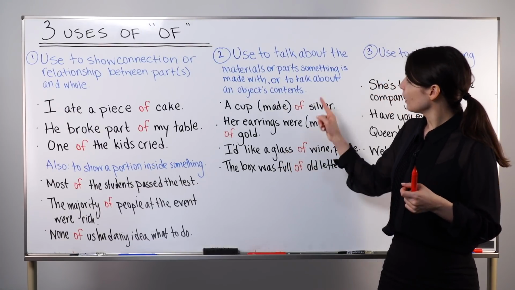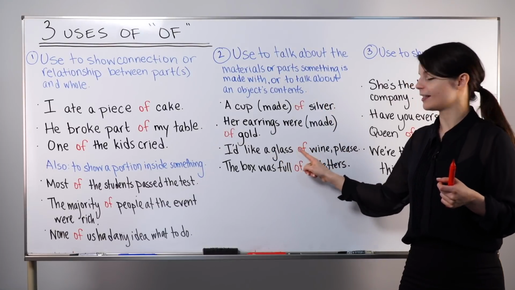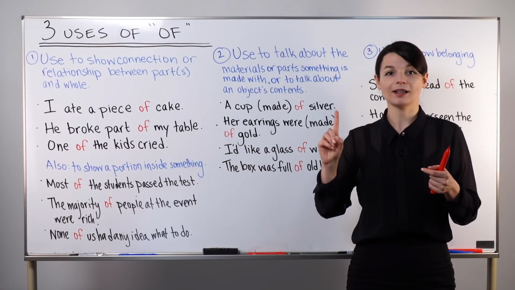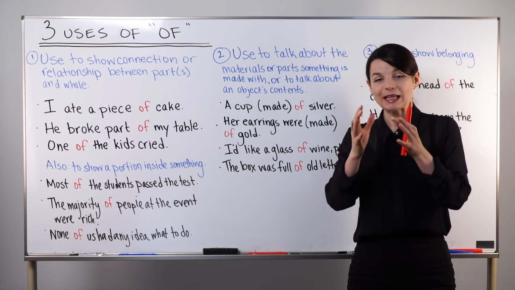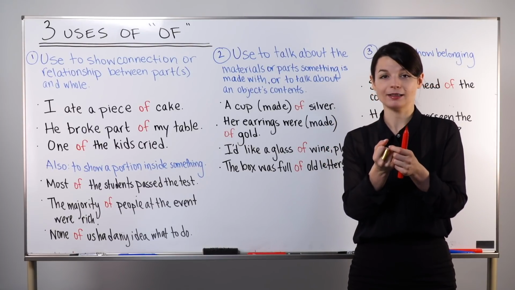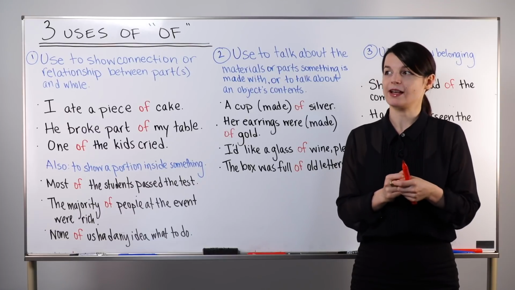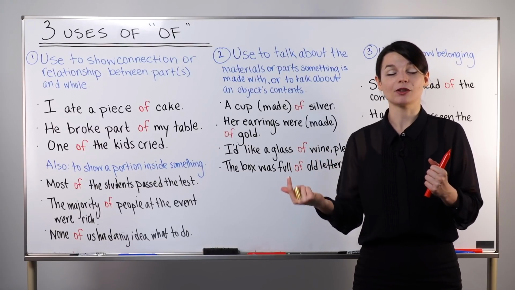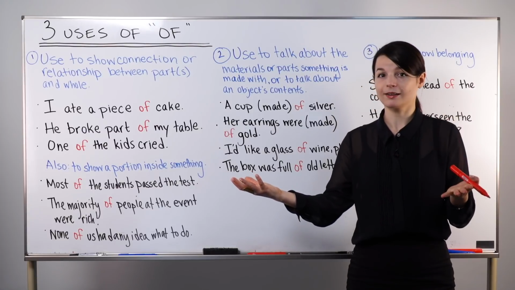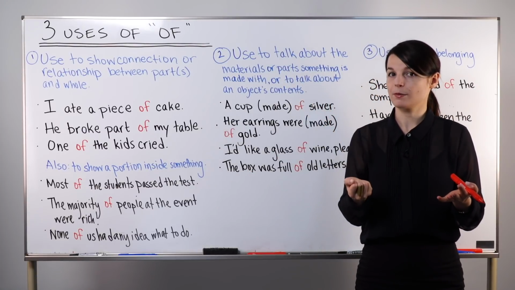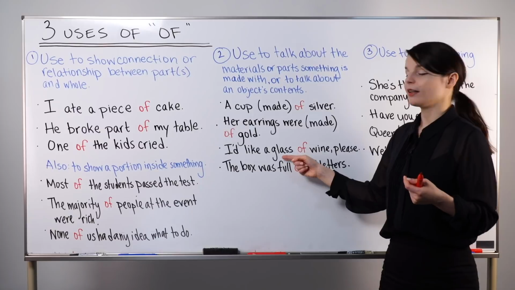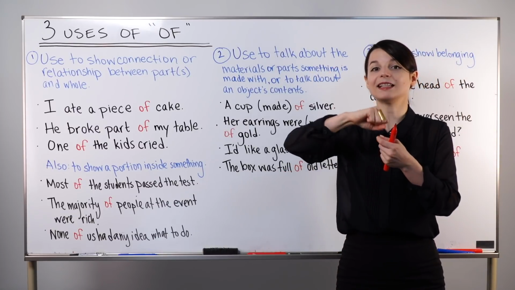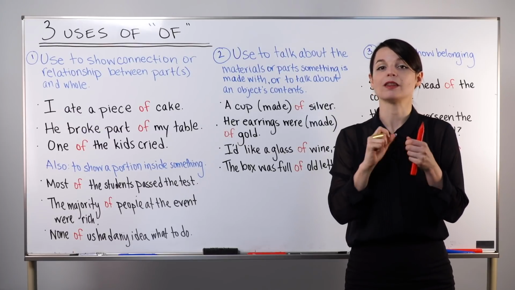Here, however, it's referring to the contents of the glass. So I'd like a glass of wine, please, means one glass full of wine. So inside the glass is just wine, a glass of wine. We could say a pint of beer or a cup of juice, for example. Those are all counter word plus uncountable noun patterns connected with of. So here, this part is referring to the counter word. This is the uncountable noun that's completely inside it. We connect the two with of.